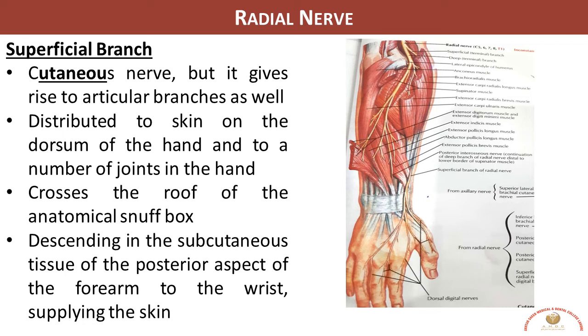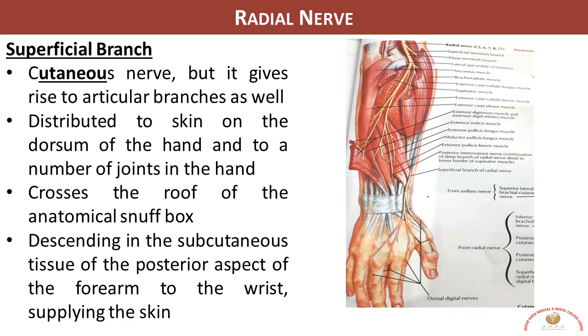Now the superficial branch of the radial nerve. The superficial branch of the radial nerve is entirely cutaneous, and it is the main continuation of the radial nerve. It gives off articular branches as well, and is distributed to the skin on the dorsum of the hand and to a number of joints in the hand. It branches soon after it emerges from under the overlying brachioradialis.